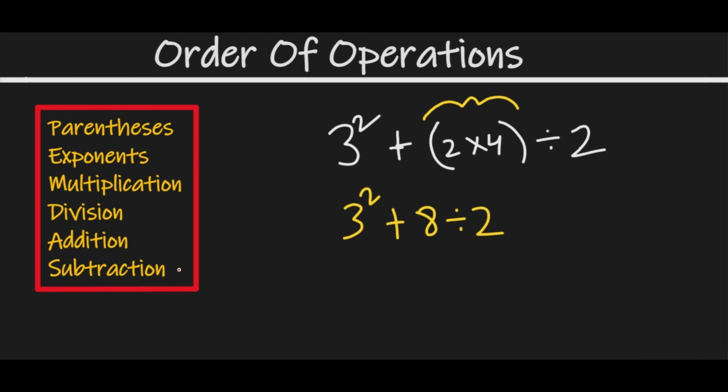Now, next we have exponents. And in this problem, we do have an exponent. So we want to simplify that next. 3 squared is 9. So we have 9 plus 8 divided by 2. Now we have to do the division next. So we have 9. This part is the division. So we have 9 plus 8 divided by 2, which is 4. And that equals 13.